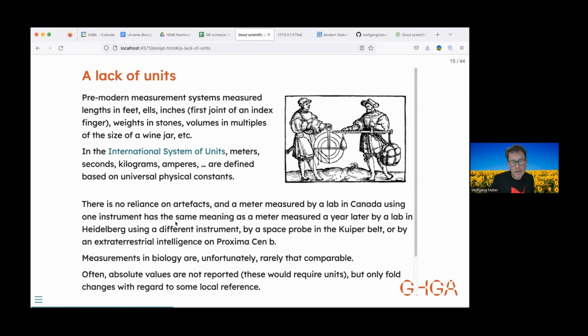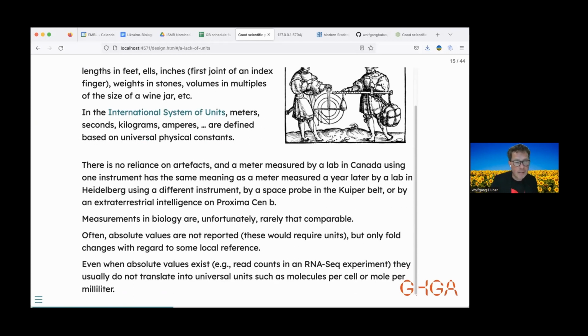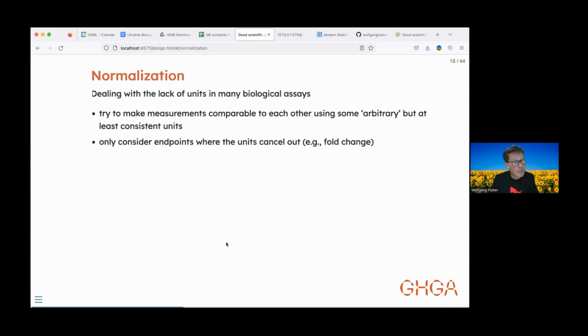In biology, the measurements are unfortunately rarely that comparable. Most biological assays provide measurements in some arbitrary units, fluorescences or read counts or whatnot. And therefore, we don't really have such references. This is true even if we have absolute values like read counts, then they're unitless, because they still don't translate into universal units such as molecules per cell or moles per milliliter and so on. So that's one of the problems here.